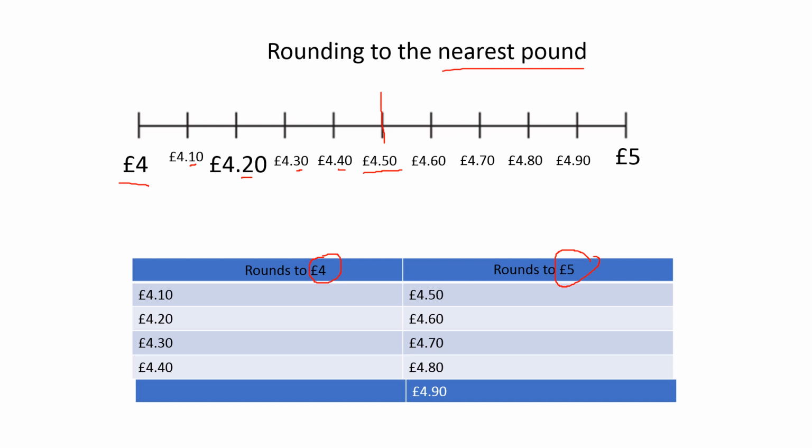Let's just rub that out so you see it clearer. You'll round up, so £4.50 will round to £5 and not £4. So £4.50, £4.60, £4.70, £4.80, and £4.90, they will all round to £5. The nearest pound, the nearest integer.